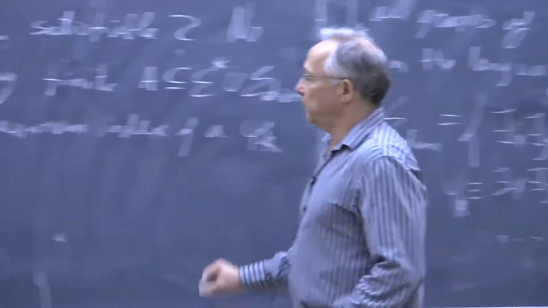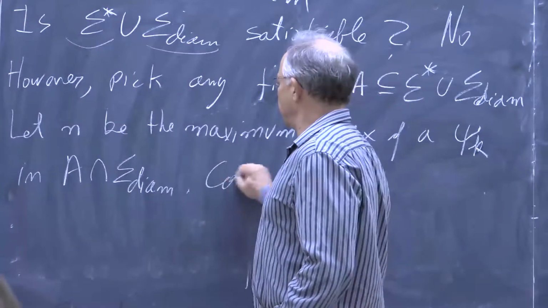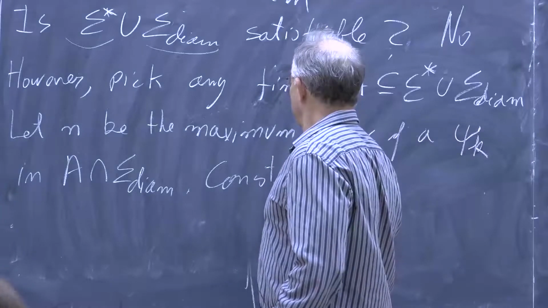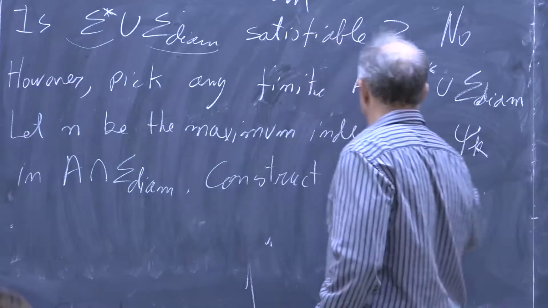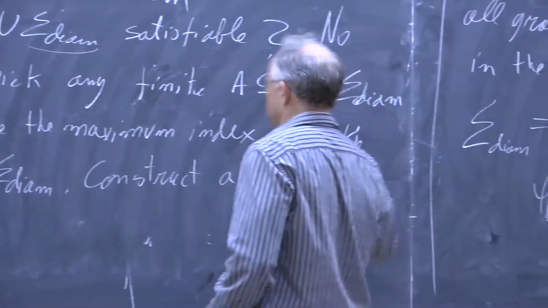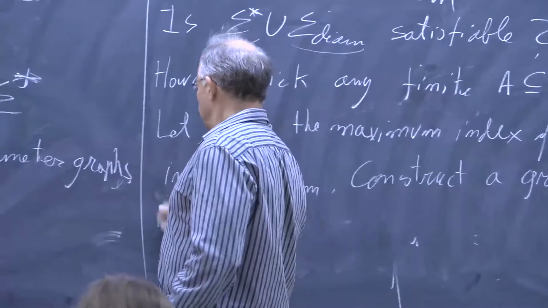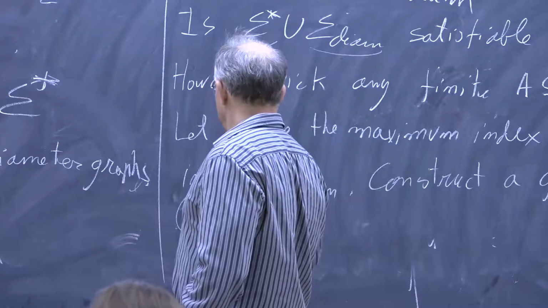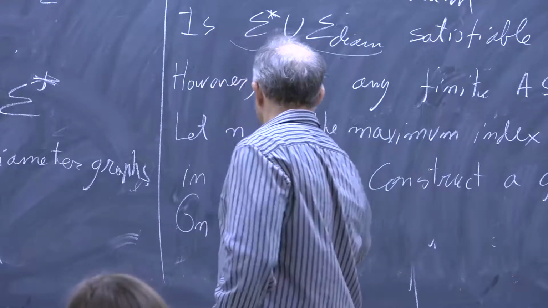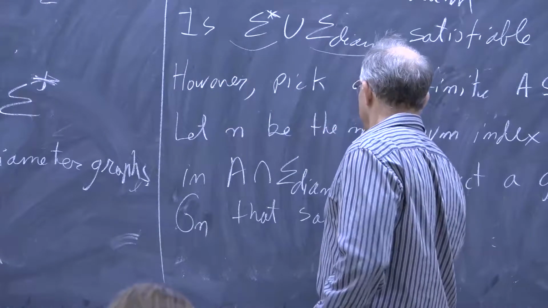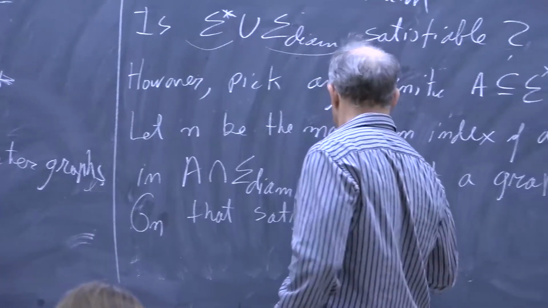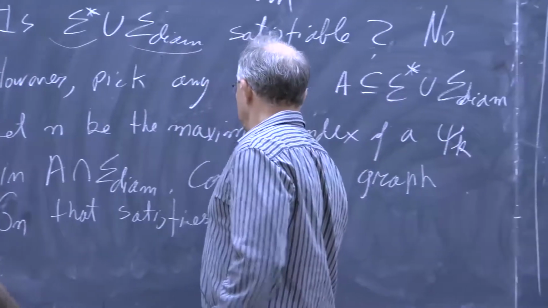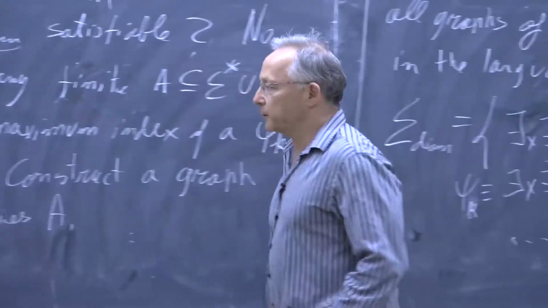Now we want to construct a graph. Let's call it Gn, that satisfies A. How shall I construct such a graph?